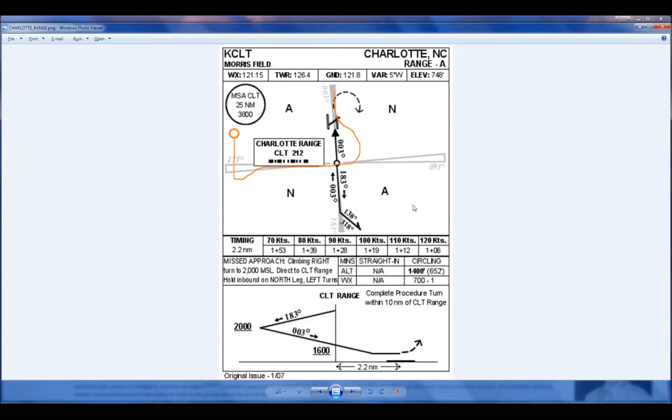Now, how do these beams work? What the heck is going on here? Well, let me tell you that this radio range consisted of two powerful low-frequency transmitters and an antenna network that aligned it in such a way that the A transmitter transmits a Morse code A in this quadrant for the Charlotte range and this quadrant. And the N transmitter transmits a Morse code N to this quadrant up here and this one down here. Well, so what? That doesn't really help us very much.